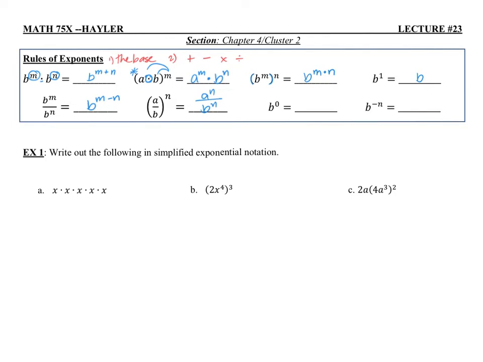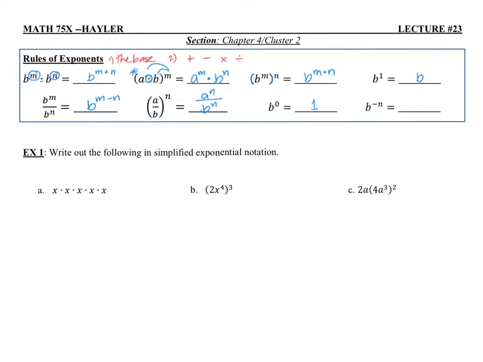Alright, so b to the 0 power. Anything to the 0 power. Now this is another one that some students have trouble with, so just keep this in mind. b to the 0 power is going to be 1. Not 0, it's going to be 1. Anything to the 0 power is 1.